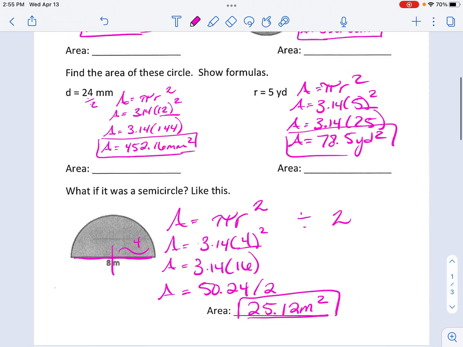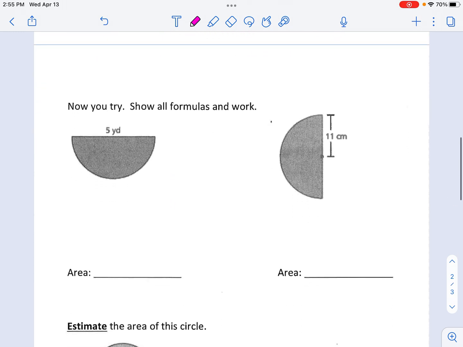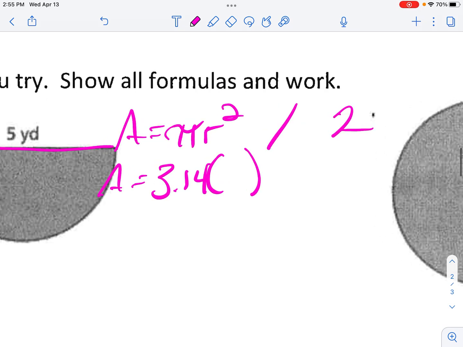Okay, we've got a few on the back. If you want to pause and try those top two to make sure you're on the right page, go for it, and then you can unpause and check your work. If not, you can do them with me. Both are semicircles, so we're going to do pi r squared and eventually divide it in half. On this first one, it again gives you all the way across. It gives you the diameter. So halfway across would be 2.5.